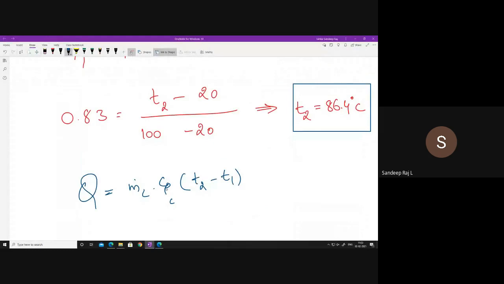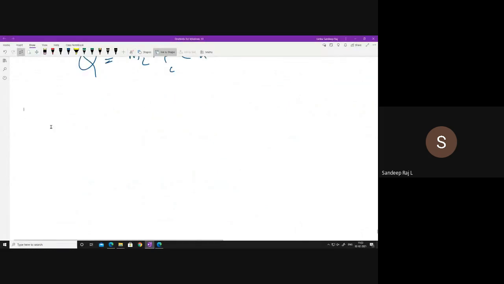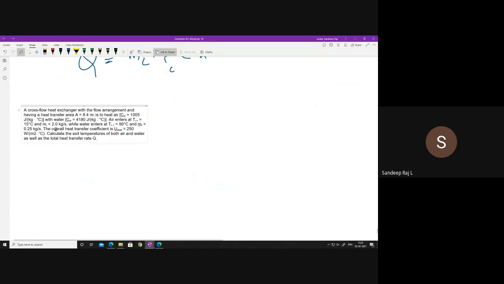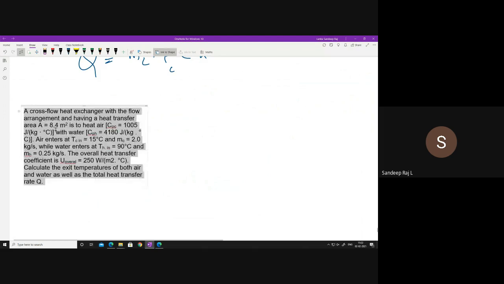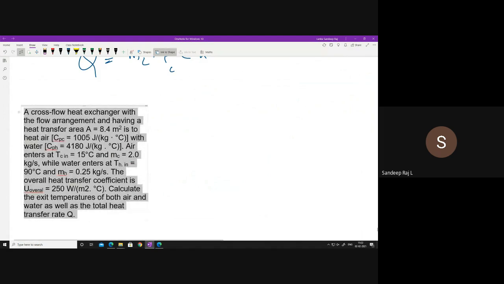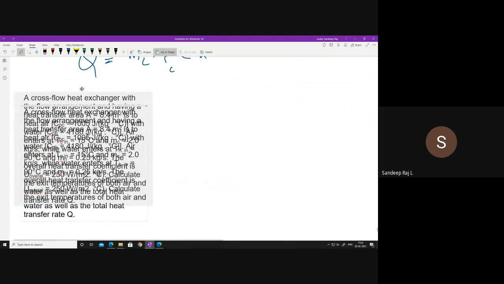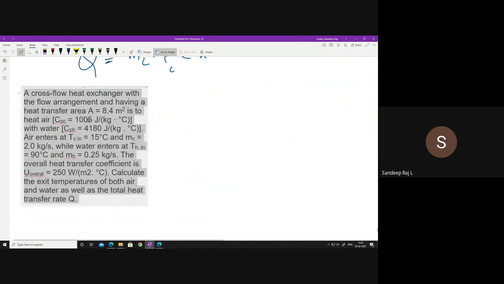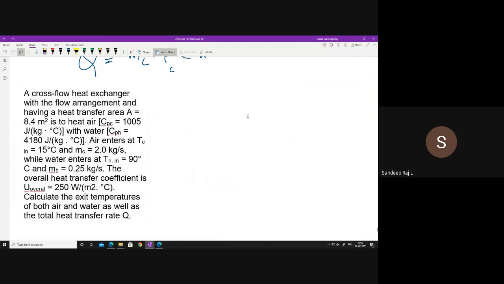Control C, Control V. So by now you must have got clarity about the effectiveness NTU method. You will get even more clarity after solving this problem. So this is a cross flow. Cross flow is even easier actually. Cross flow heat exchanger.